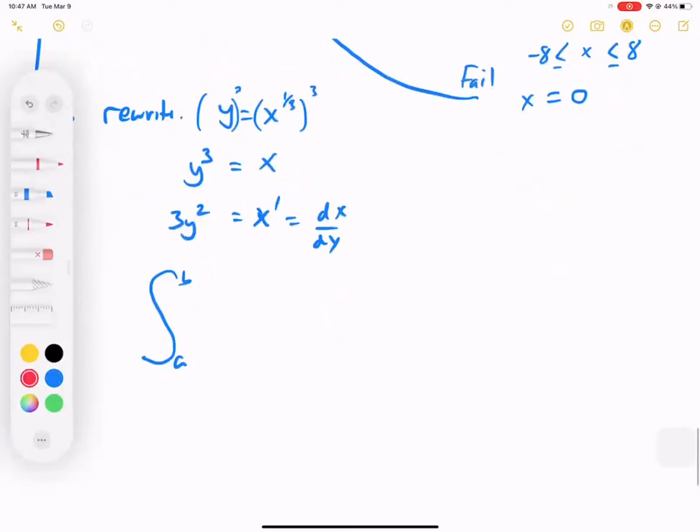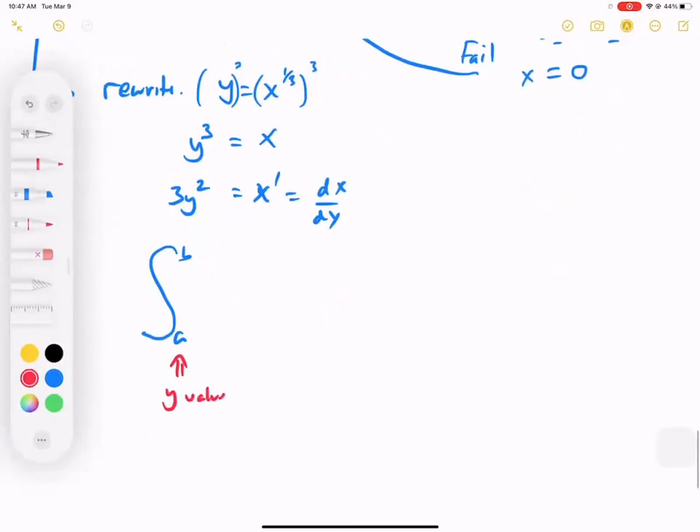These are y values now, because we're spinning the direction around. So instead of using x values, we use y values. We do the same distance formula, 1 plus, but instead of saying dy over dx, we're going to say dx over dy. We're going to square it, and instead of saying dx, we say dy.